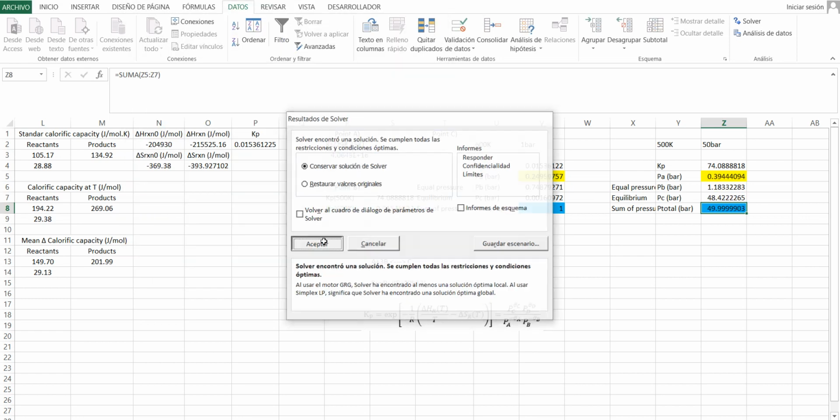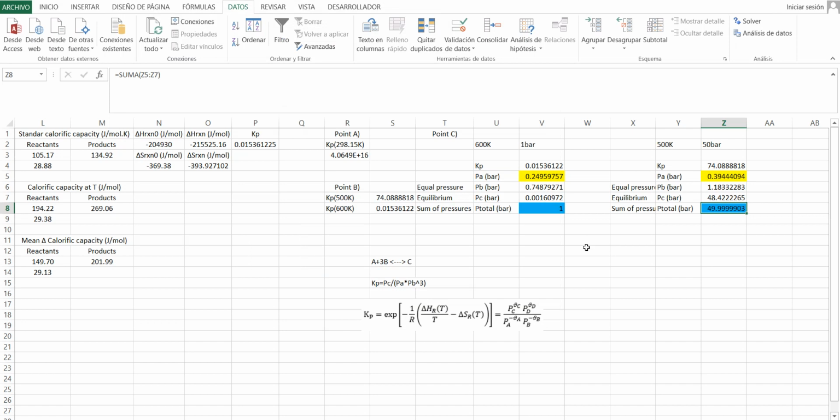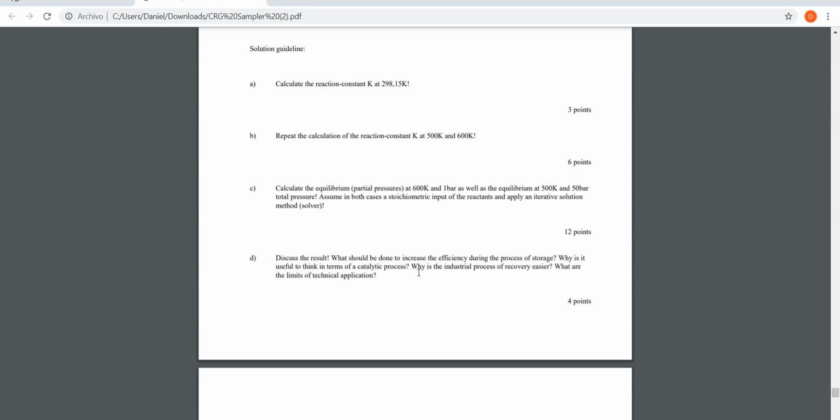And yes, the solver also fulfilled this problem. Let me check that everything is correct. Yes, it appears so. So these are the three partial pressures for the three components at this Kp and at this pressure and temperature. So that would be point C.